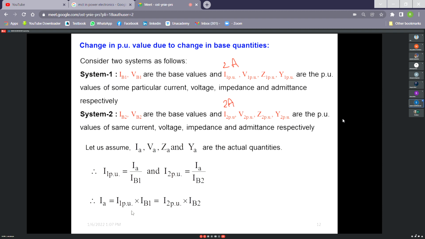So now you see, if we know these two bases and any one of those per unit quantities, then this actual quantity is not required. Using these three, we can easily calculate the remaining one, right? So for the change in base quantities, we have no need to know the actual quantities. We can directly get the per unit values in the new base if we know the old base, old per unit value and the new base. Have you understood?